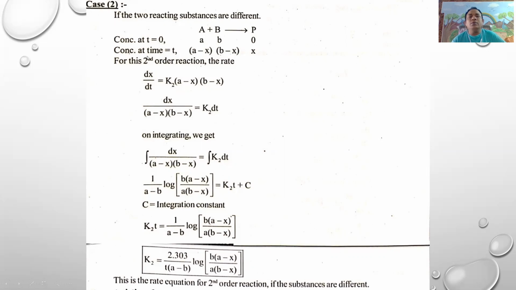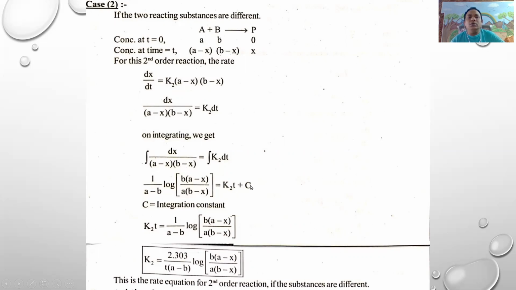Here again, it is variable separable, which means I bring the x terms to one side and the t terms to the other side. That is, dx by (a minus x)(b minus x) equals k2 into dt. On integrating both sides, the integration of dx by (a minus x)(b minus x) equals the integration of k2 dt. The integral becomes 1 by (a minus b) into log of b(a minus x) by a(b minus x) equals k2t plus some integration constant C.